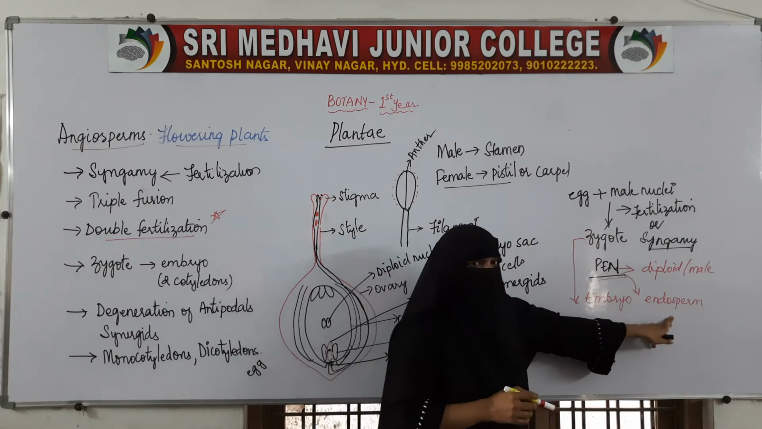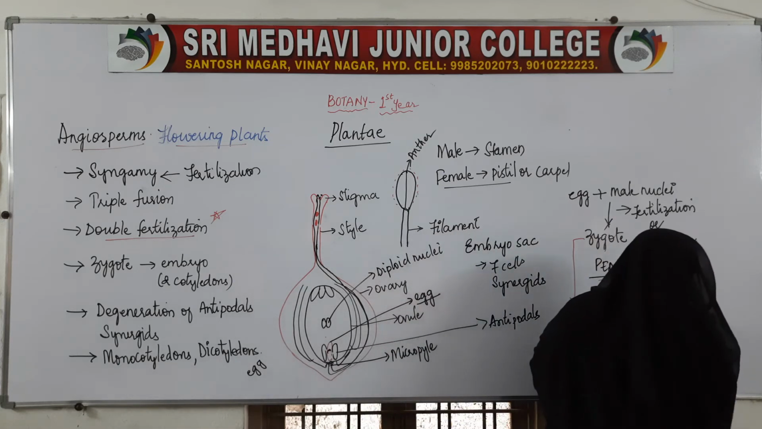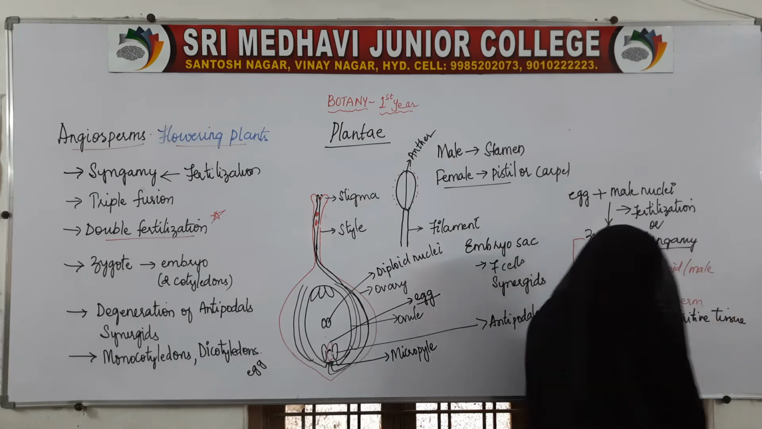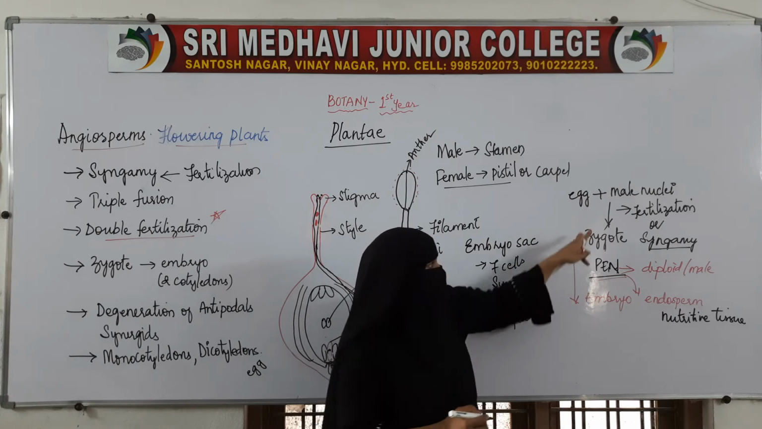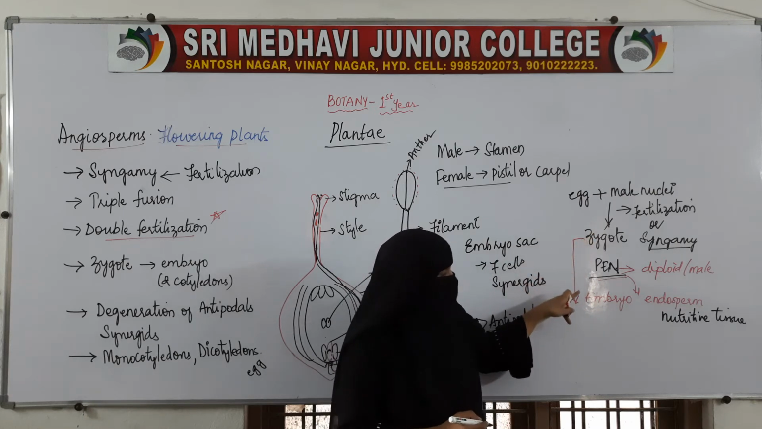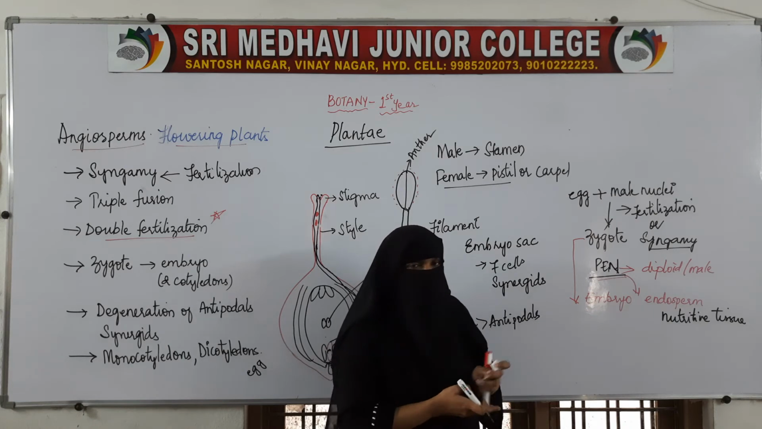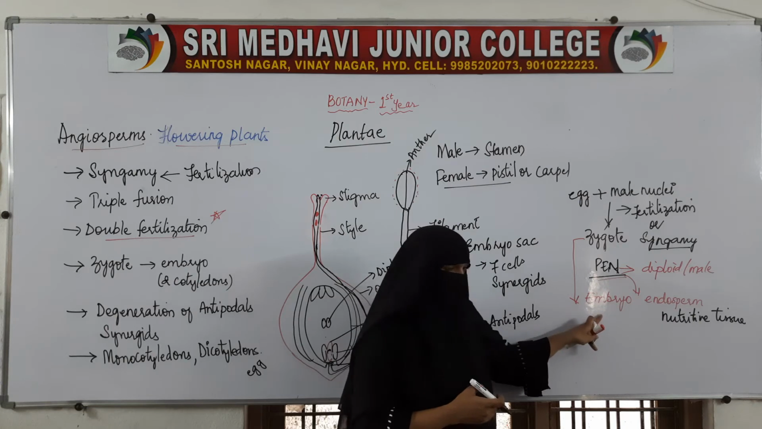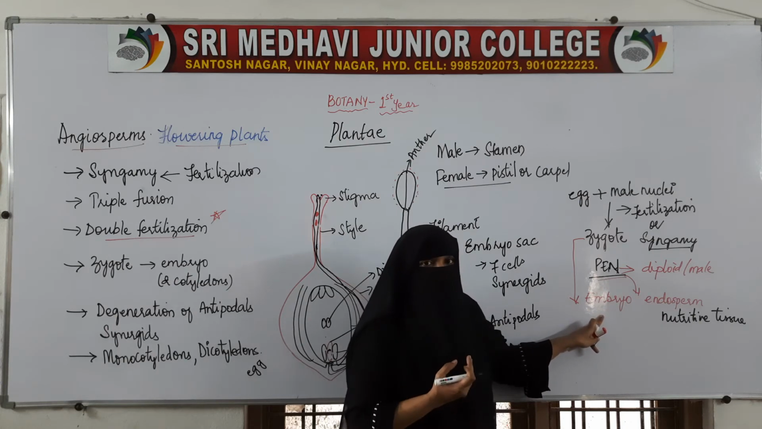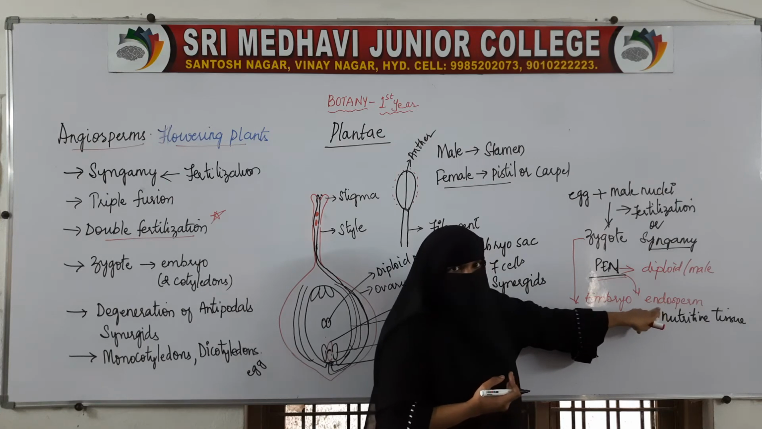So this endosperm is a nutritive tissue. It provides nutrients to the growing embryo. The zygote will divide repeatedly and grow into the embryo. For the growth of this embryo, nutrition is required, and that nutrition is given by the endosperm.